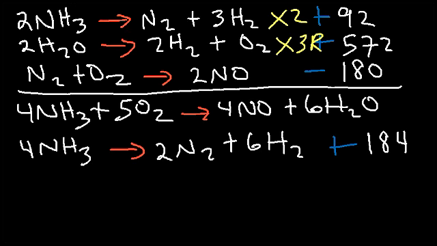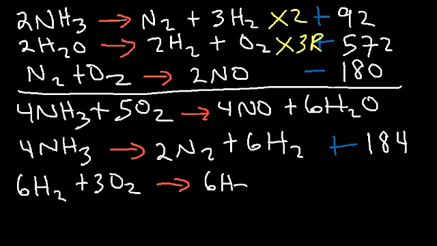So H2 and O2 will now be on the left side. So 2H2 times 3, that's going to be 6H2. And then O2 times 3, that's 3O2 on the left side. And on the right side, we're going to have 6 H2Os. So now the positive 572 will now be a negative number. And 572 times 3 is negative 1716.